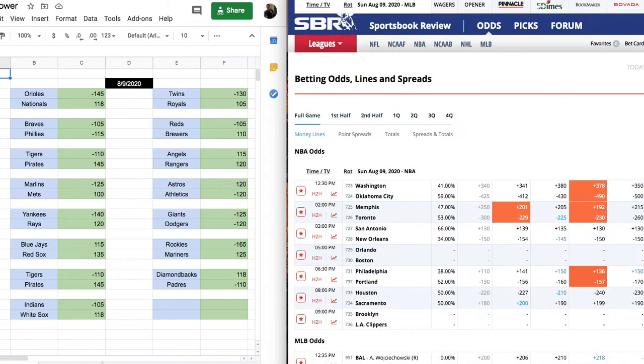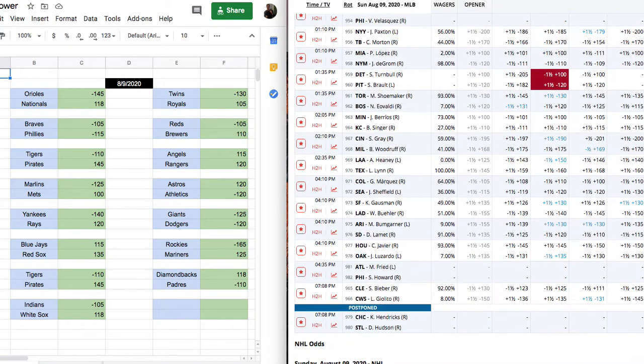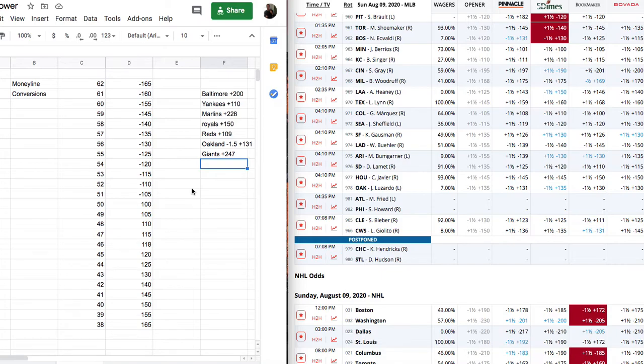So let's do that. Let's see what our money line is. It's probably going to be right at even, I would think. Maybe a little bit of a dog for Rockies. Yep, exactly. So we would write that down. Colorado -1.5 +108. We would put that one down here. Rockies, I'm just going to put a half, and that would be +108. Okay. All right.